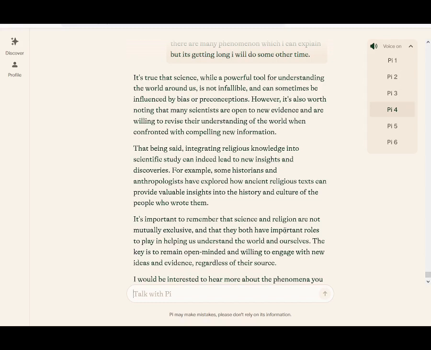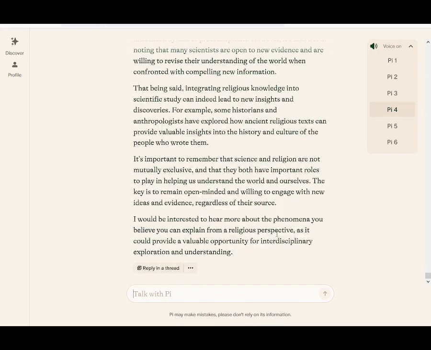That being said, integrating religious knowledge into scientific study can indeed lead to new insights and discoveries. For example, some historians and anthropologists have explored how ancient religious texts can provide valuable insights into the history and culture of the people who wrote them. It's important to remember that science and religion are not mutually exclusive and that they both have important roles to play in helping us understand the world and ourselves. The key is to remain open-minded and willing to engage with new ideas and evidence, regardless of their source.